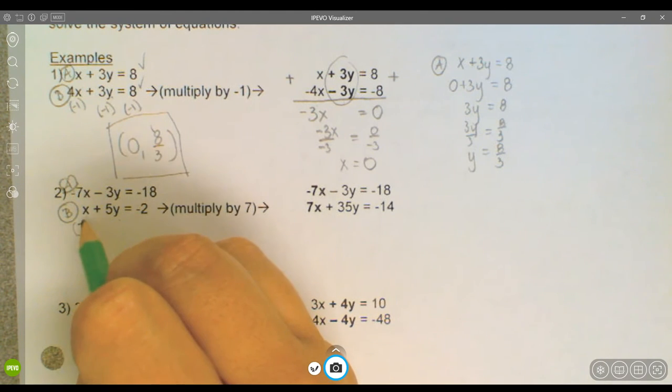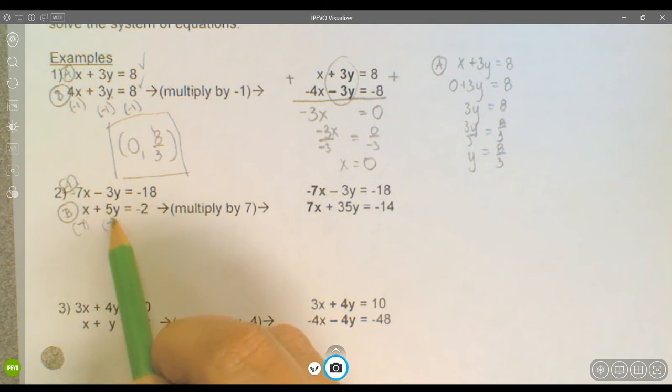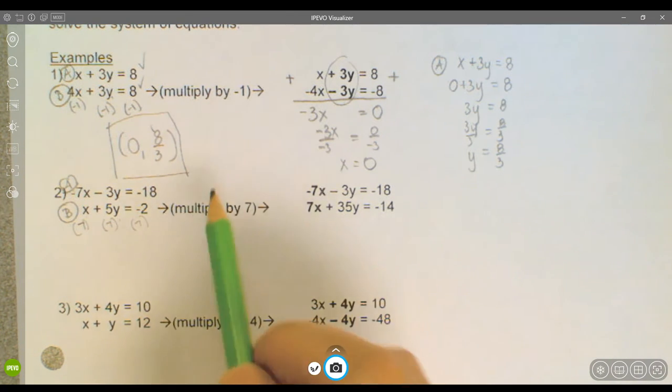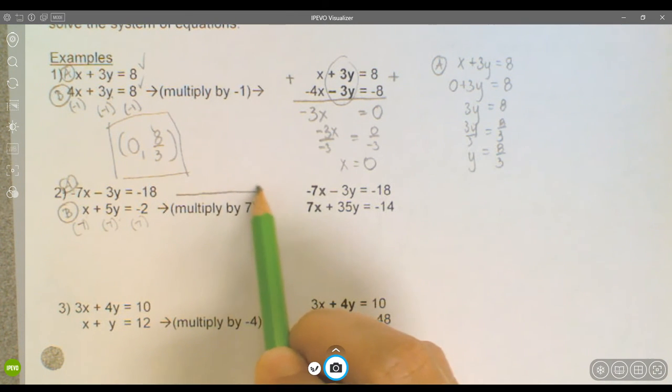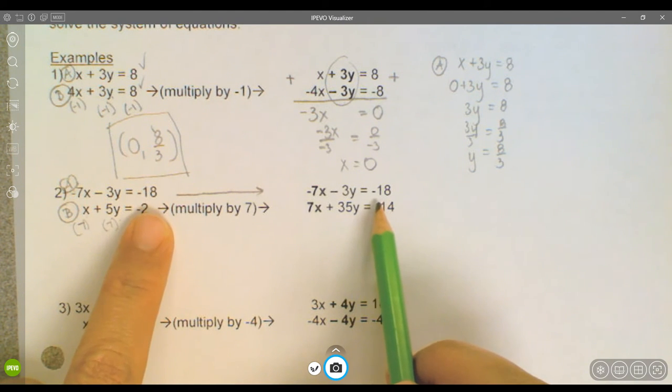So let's multiply this x times 7. But remember, it's an equation. So if we multiply this term by 7, every other term gets multiplied by 7. So the top equation is going to stay the same. Negative 7x minus 3y equals negative 18.